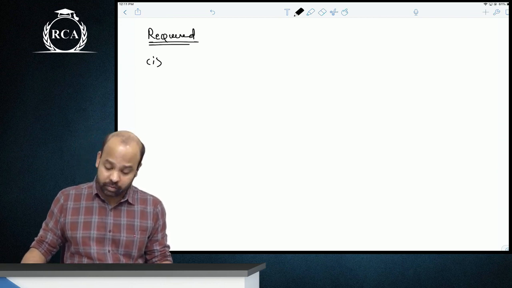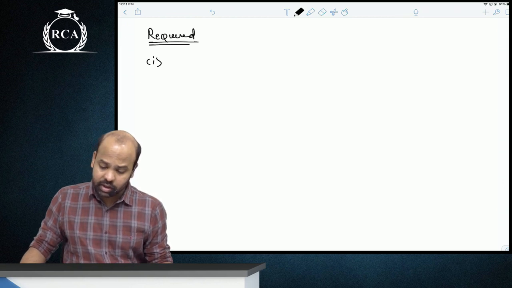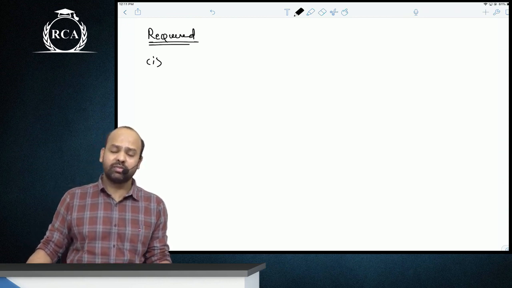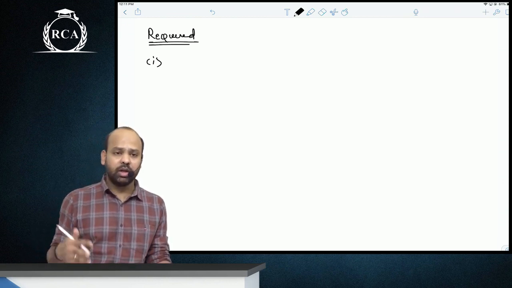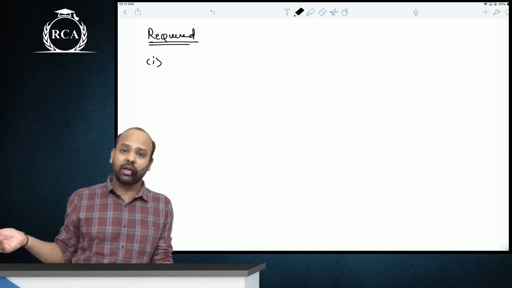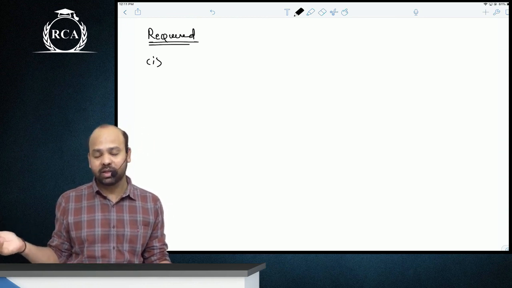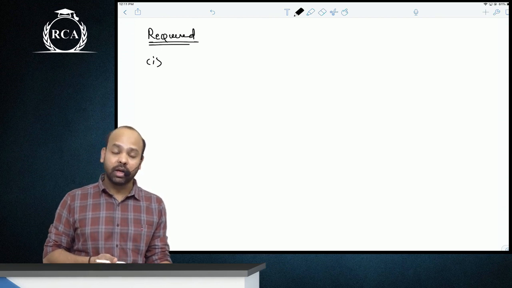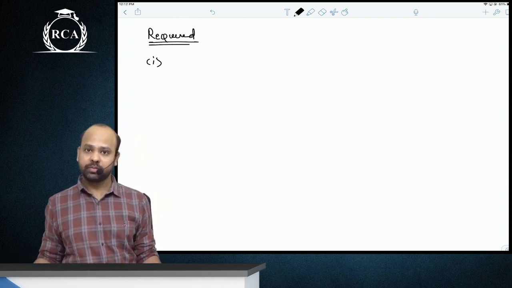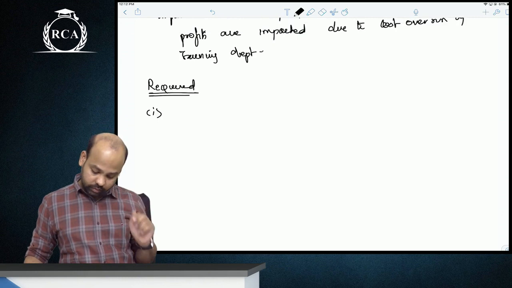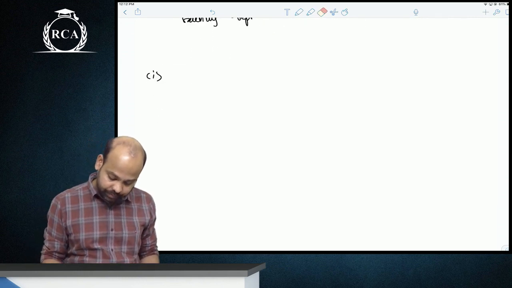Conflicts between departments. Next, what else is given? Yes, most of the costs are fixed, guys. So merely because one training department is not availing the training, the other training department is being billed a higher amount. Write it down, guys.